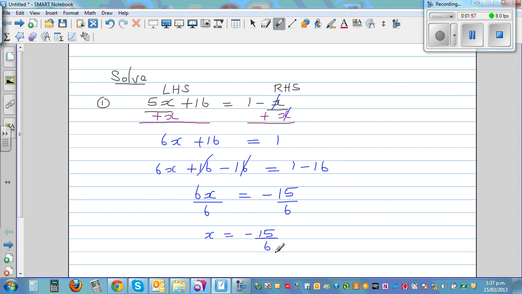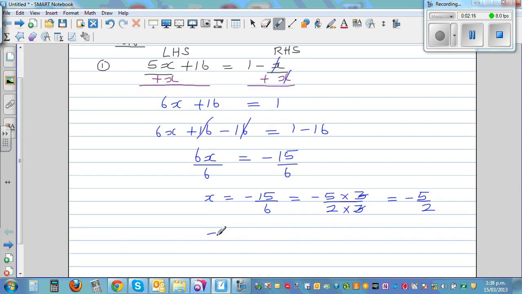This is fine, but if you want to simplify, so this is, say, negative 5 times 3, and this is 2 times 3. So 3 and 3 get cancelled, so your final answer is minus 5 over 2, which is the most simplified form. You can simplify this if you want to write as a decimal, so this is minus 2.5. Minus 2.5, and that's your answer.